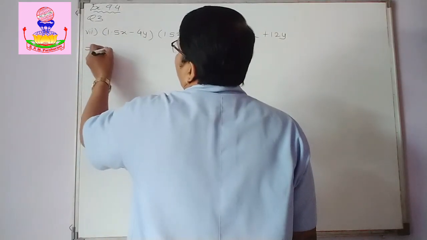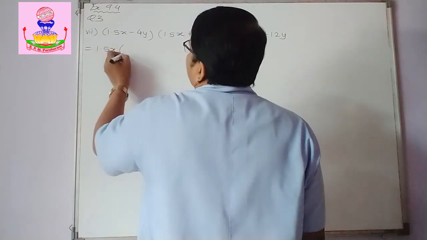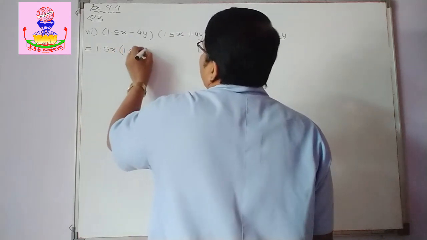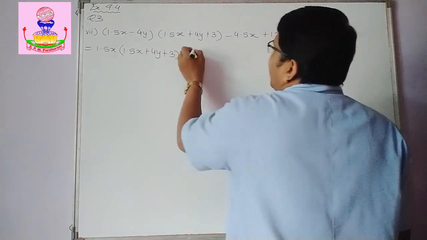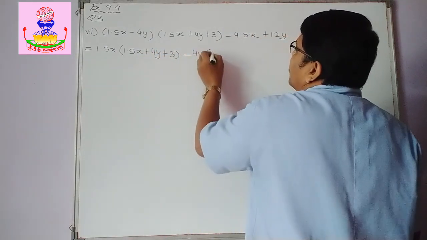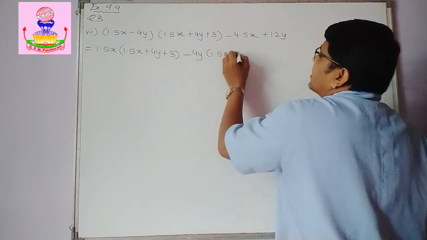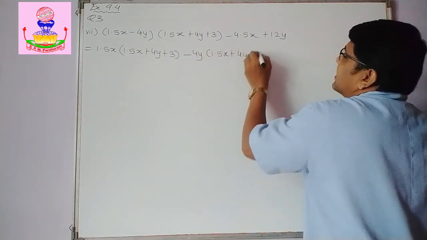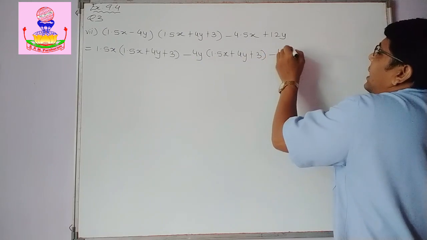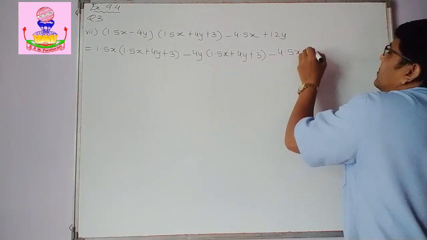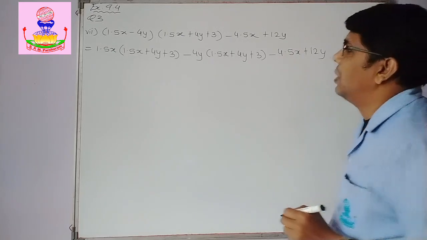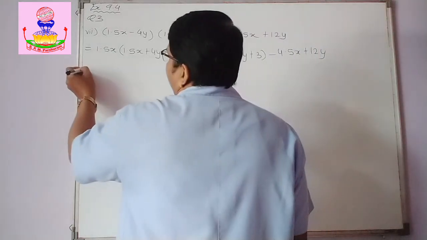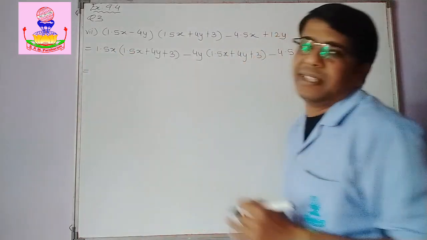So open the bracket of this term. So 1.5x into bracket 1.5x plus 4y plus 3. Then minus 4y into bracket 1.5x plus 4y plus 3. And these terms as it is, minus 4.5x plus 12y. Now open the brackets and multiply.